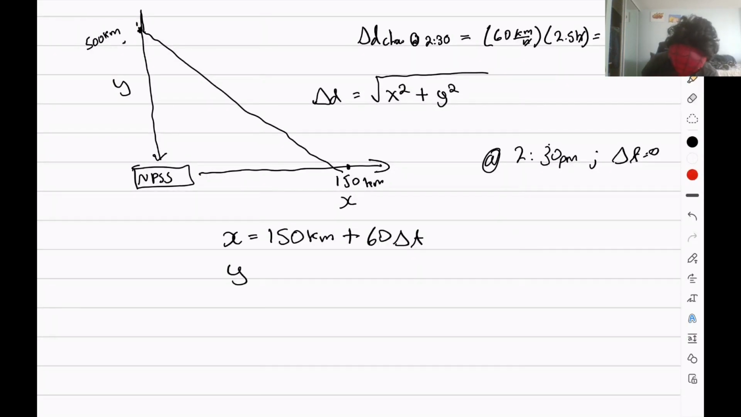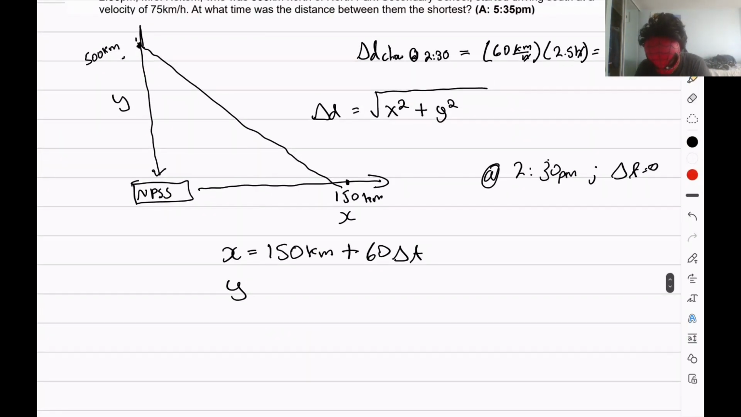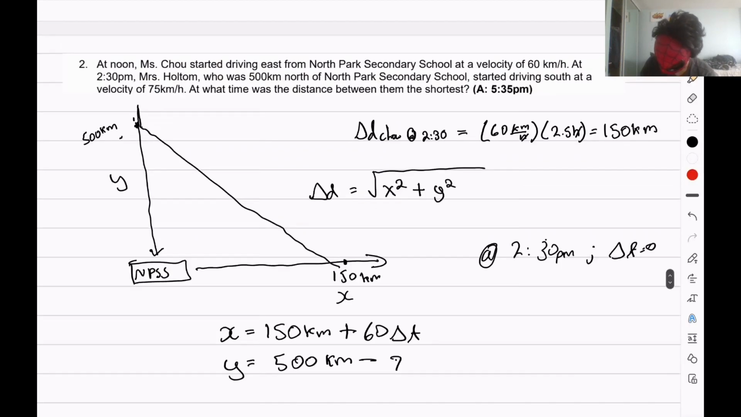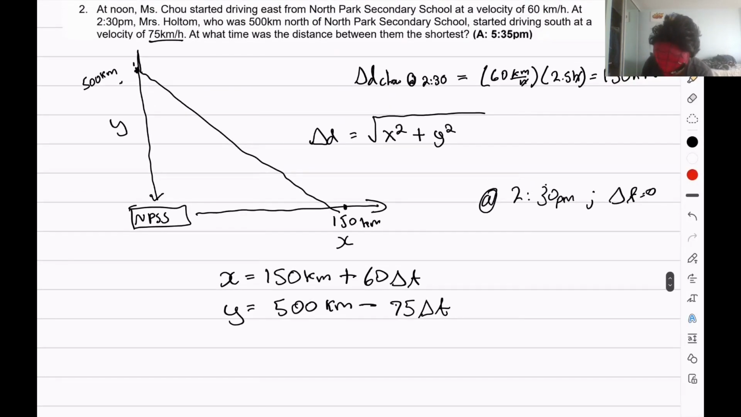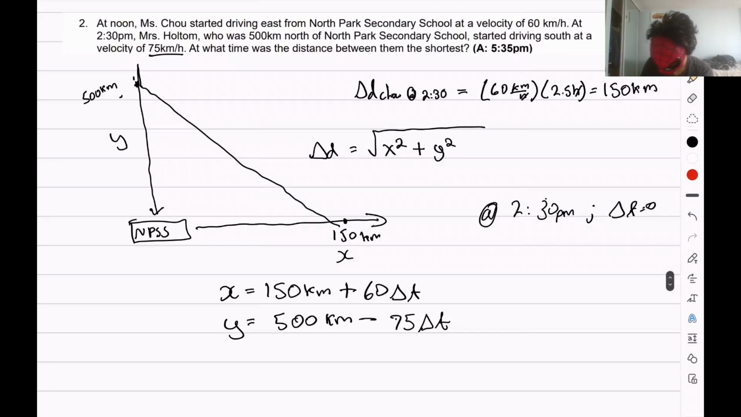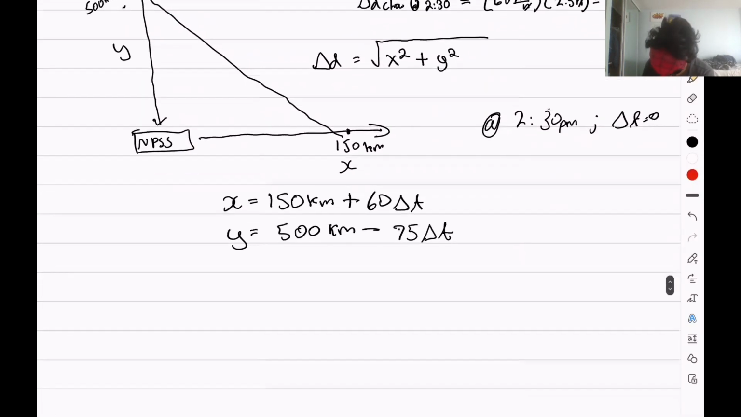Then y can be written as follows. Ms. Holtum is 500 kilometers away from the school. As she travels, she gets closer to the school, so the distance decreases. So it can be written as 500 kilometers minus Ms. Holtum's velocity, 75 kilometers per hour, times the time. I'm not going to write the units because it'll take too much space. They will have the shortest distance at the same time, because we want the time at which the distance between them was shortest.